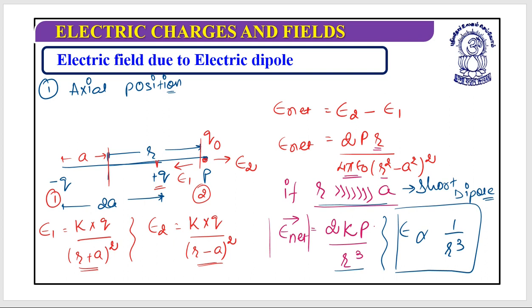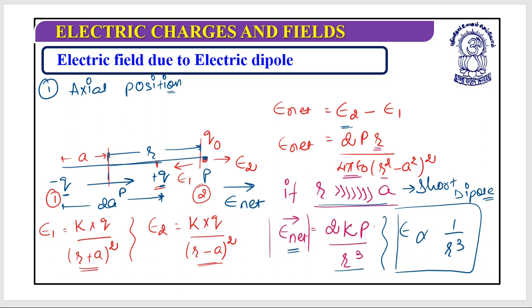Now one very important term, that is the direction of E net. As E2 is bigger and E1 is smaller, the direction of E net is in this direction. One more thing, the direction of dipole moment: this is minus q, this is plus q, so this is the direction of P. Yes, everything is clear.